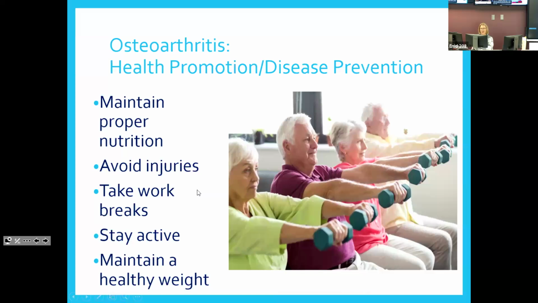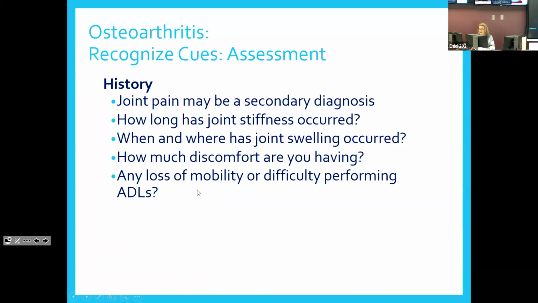Ways to teach health promotion and to prevent the disease: maintain proper nutrition, avoid injuries, of course, take work breaks, stay active, and maintain a healthy weight. And sometimes, even though you're doing those things, you can develop osteoarthritis because of genetics or maybe medications, but still promoting these things can help maybe make it not quite so bad, not as many symptoms.